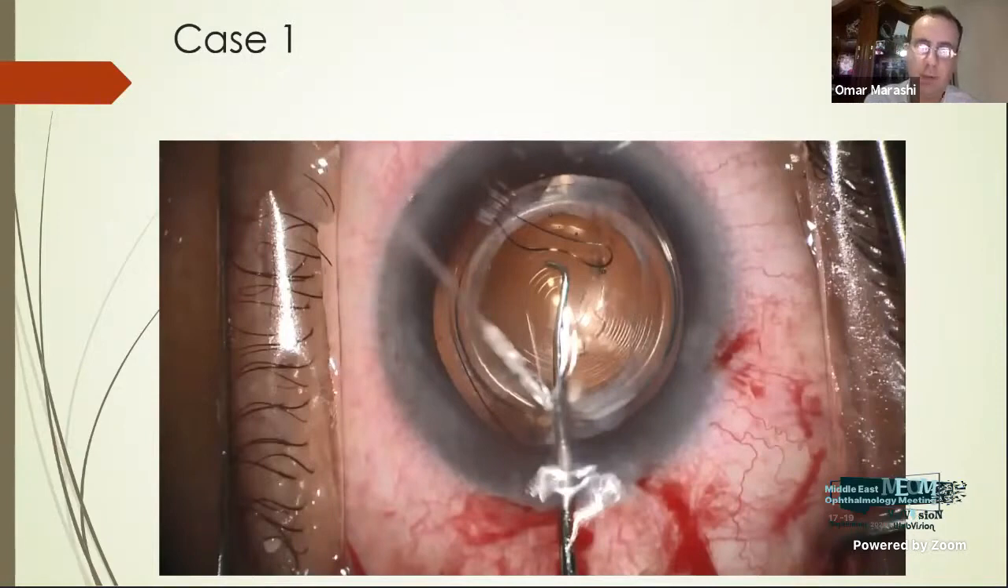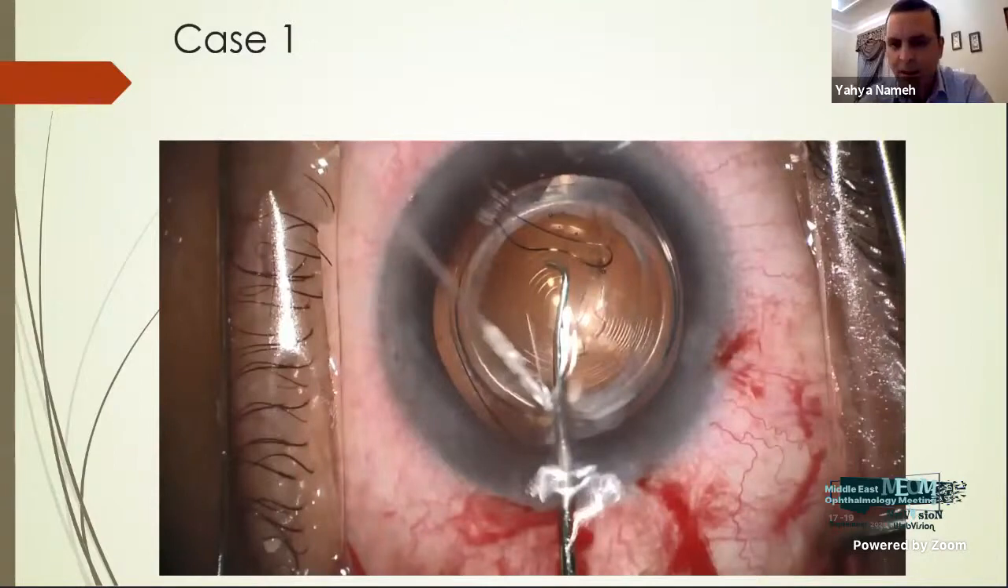I cannot capture it in the bag because it will turn into a piggyback technique. You will have some cilium from the anterior capsule that might migrate between the IOL interface. Actually, it's difficult to implant it in the bag because the bag is already closed around the trifocal lens. Quite difficult to reopen the bag.